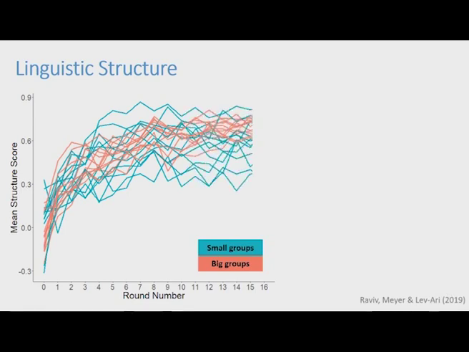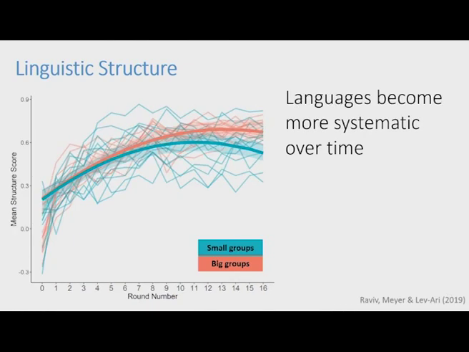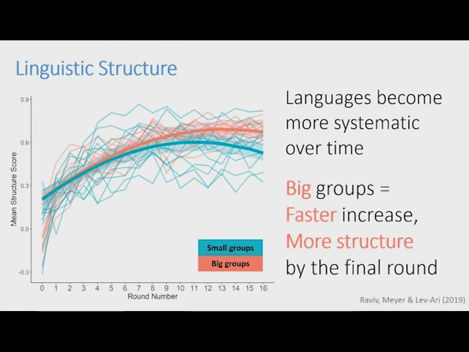So of course we don't just look at the data, we use mixed effect models to see what happens, and basically what we see is that the model shows that languages are becoming significantly more structured over time. So some participants develop really compositional languages, which I'll show you in a second. But the most important thing is that the big groups show a faster increase in structure, so that by the end of the experiment, their languages are more systematic and more regular.